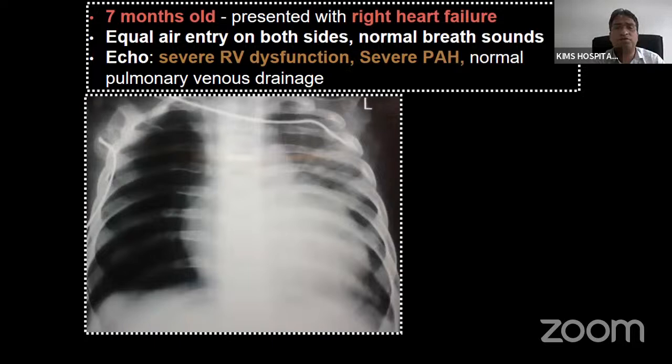A 7-month-old, just for completion's sake: 7-month-old with right heart failure, equal air entry on both sides. That means you rule out pneumothorax. Normal breath sounds, severe dysfunction.